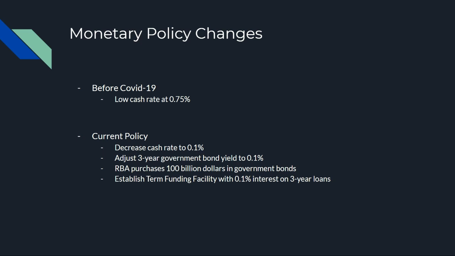At the end of the year, the cash rate was decreased to 0.1%. The yield on 3-year government bonds was also decreased to 0.1%. The RBA also purchased $100 billion worth of government bonds, as well as establishing a term funding facility in order to loan out credit at low interest rates for credit institutions.